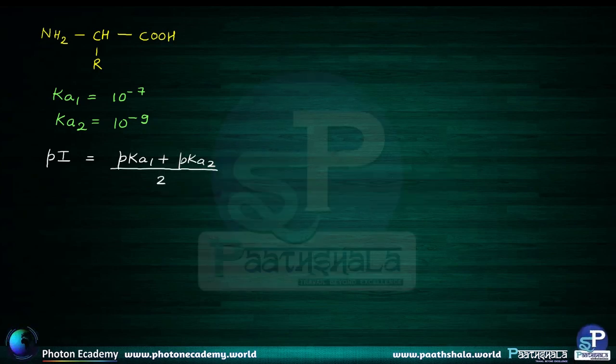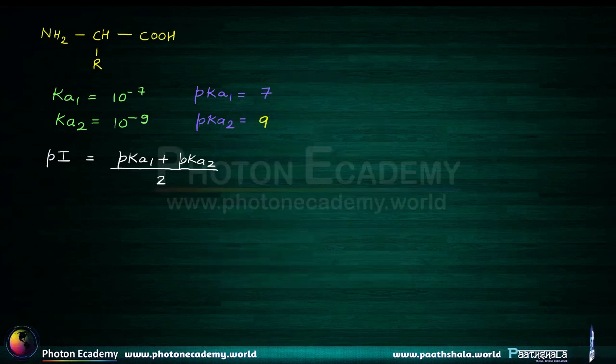as we have already seen. And now from these two equations that were given, we can find out pKa1 as well as pKa2. So pKa1 is nothing but minus log of Ka1, and it turns out to be 7, and this turns out to be 9. So we have got our two values, and if we substitute them, we get 7 plus 9 upon 2, that is 8. So 8 is our pI. Now what is the use of this 8?